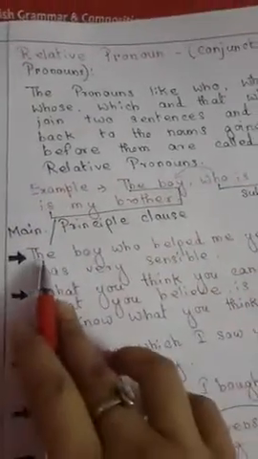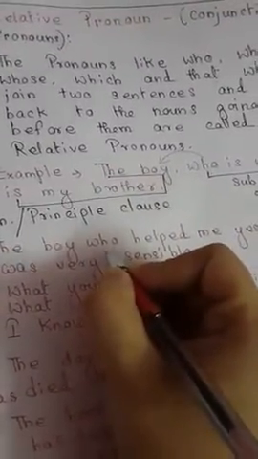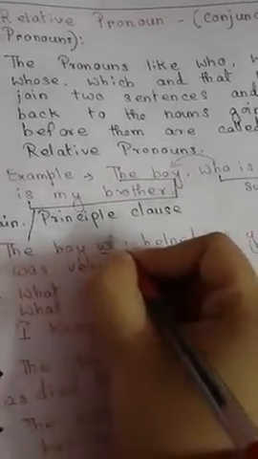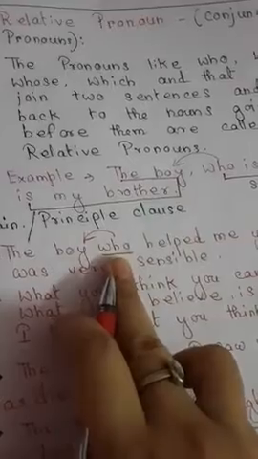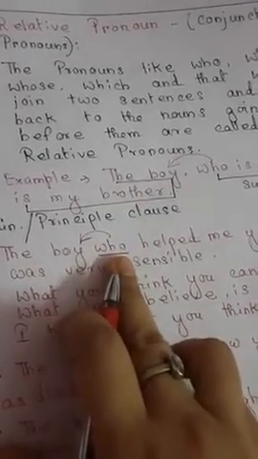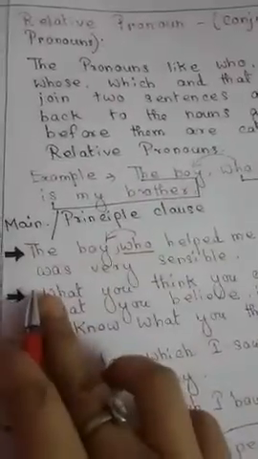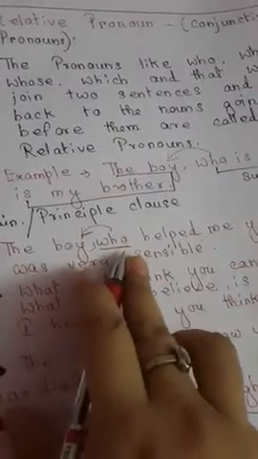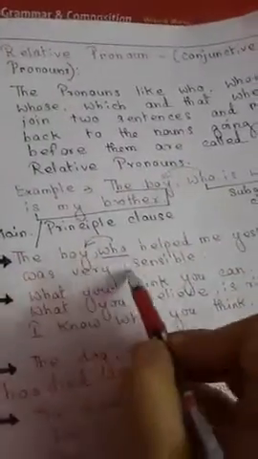Next, the boy who. Now student, just remember this one. This relative pronoun who is used in case of person. When we are talking about a person, we will use the relative pronoun who. So the boy who helped me yesterday was very sensible. The boy who helped me yesterday was very sensible.